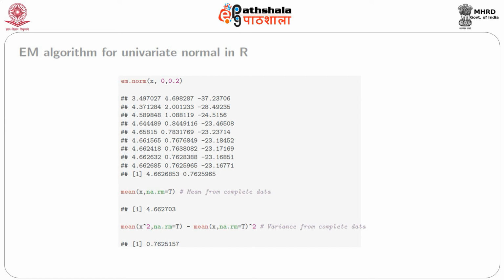At convergence it is 4.662689 and 0.7625643. Now, because we had not given the exact initial value, if we once again compute the mean and the variance from the observed data, we see that it is more or less the same up to 3 decimal places for the mean, and for the variance it is the same up to 4 decimal places, indicating that EM is a very effective algorithm in this sort of situation.